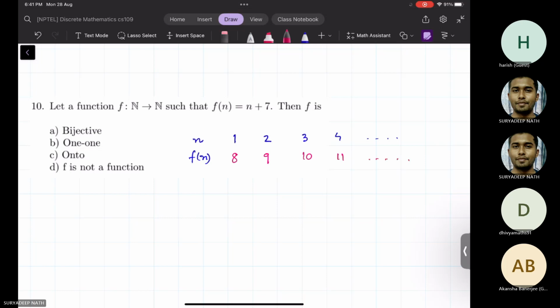Now they are asking what is this kind of function? So is it bijective, 1-1, or onto? So bijective, like you mentioned, is a combination of both 1-1 and onto. Or is it not a function as well? So what do you think is the right answer? Can anyone take a guess?